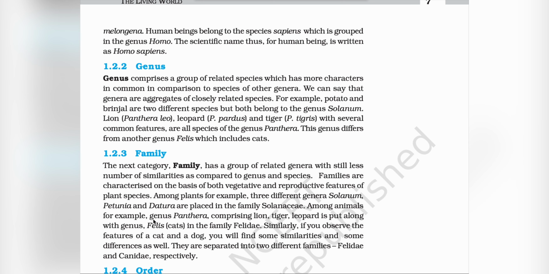Among animals, for example, genus Panthera comprising lion, tiger, leopard is put along with genus Felis, that is cats, in the family Felidae. Similarly, if you observe the features of a cat and a dog, you will find some similarities and some differences as well. They are separated into two different families, Felidae and Canidae respectively.